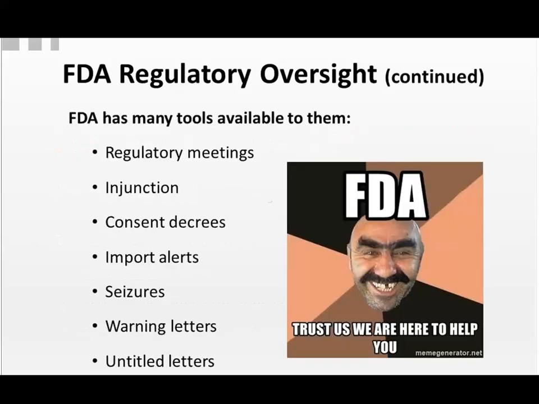Now, FDA has many tools available to them. They have the ability to hold regulatory meetings. They can issue an injunction, consent decrees, import alerts, seizures of products. They can issue warning letters and untitled letters.